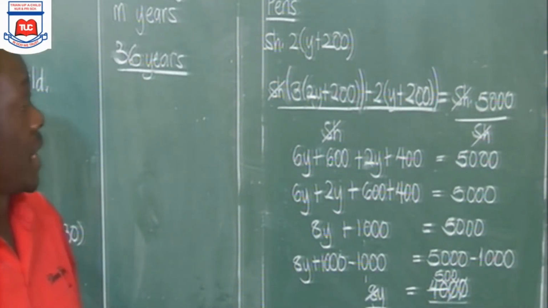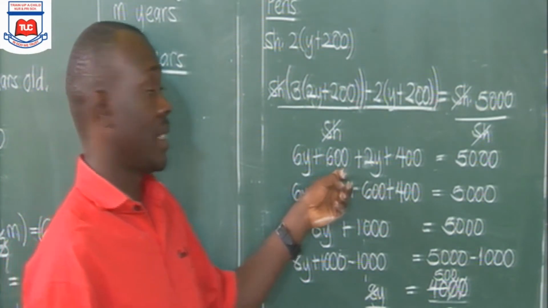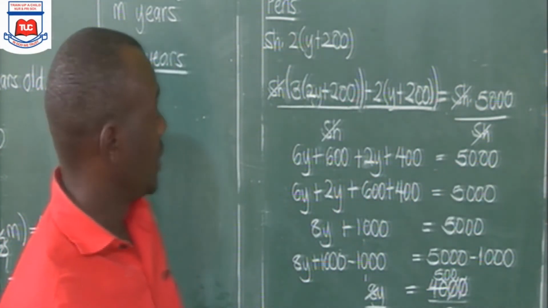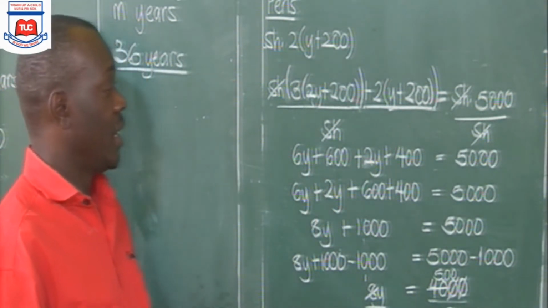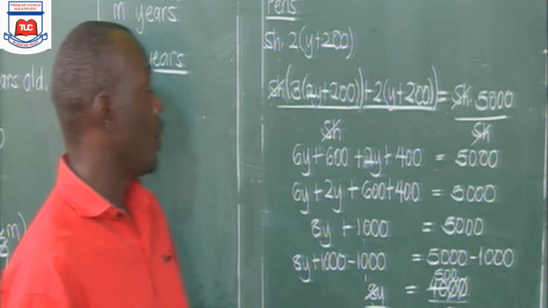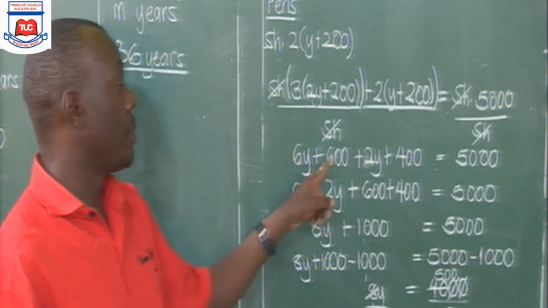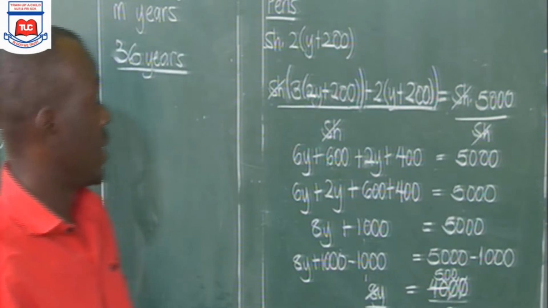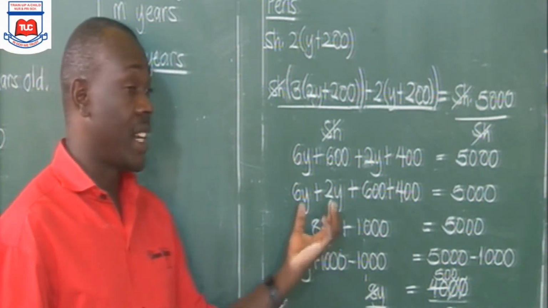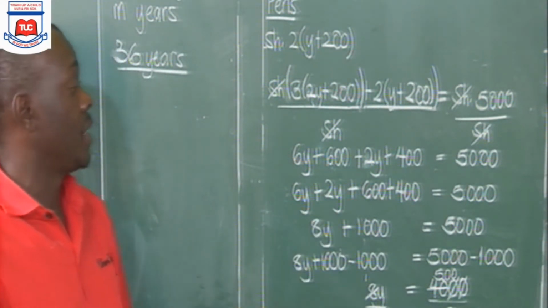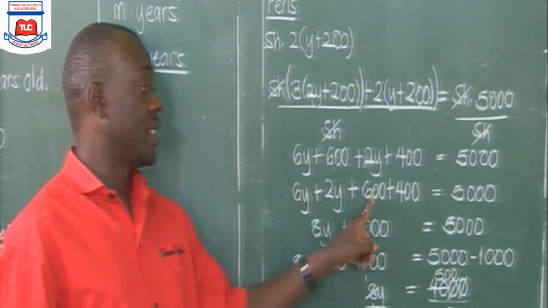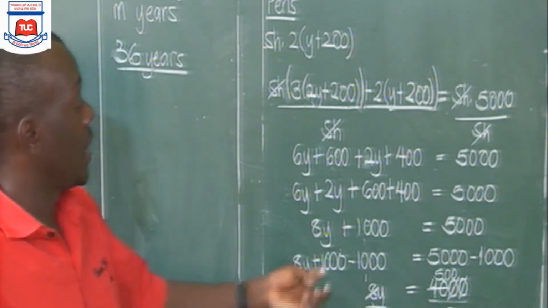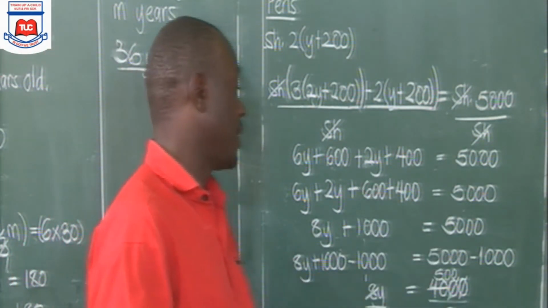So after opening the brackets, I've got 6y plus 600 plus 2y plus 400, which is equal to 5,000. Gather the y's together, that's collection of like terms, and those without y. So we say 6y plus 2y plus 600 plus 400 equals 5,000. Now simplify the like terms collected. 6y plus 2y gets 8y, and 600 plus 400 you get 1,000. Hence I've got 8y plus 1,000 equals 5,000.